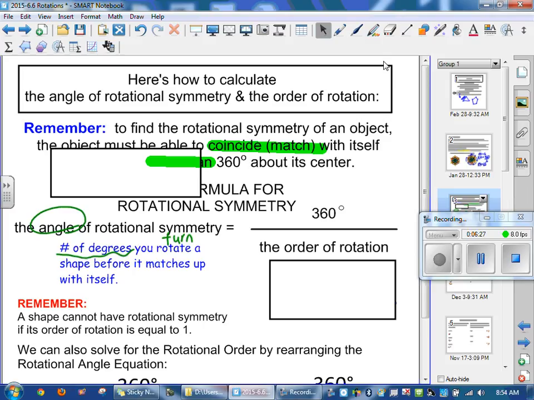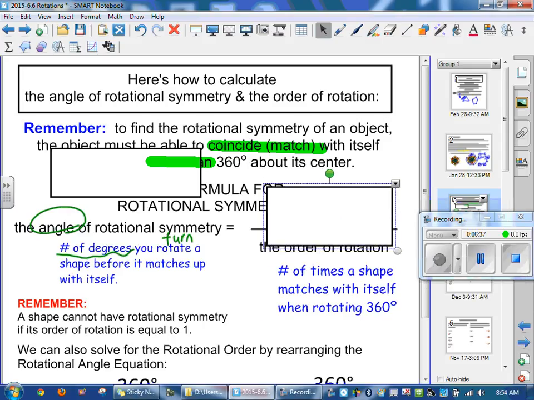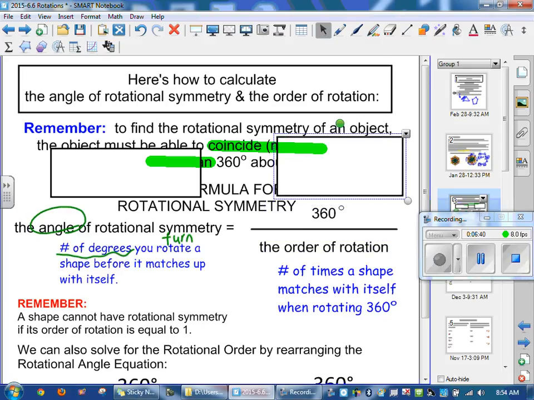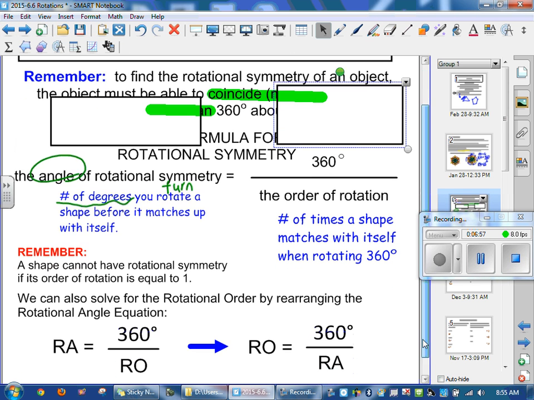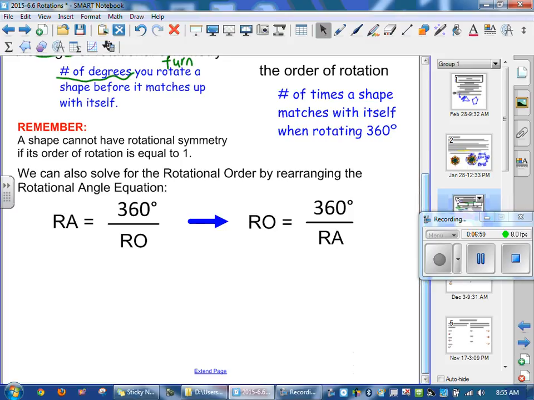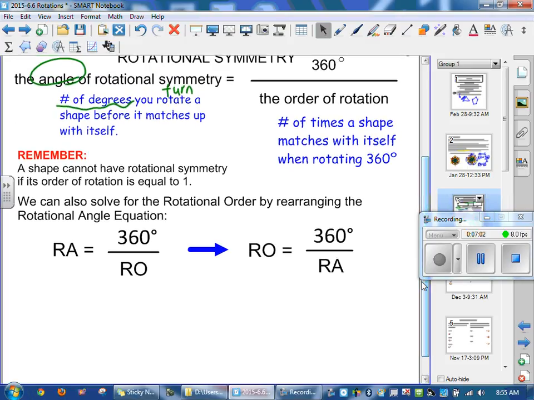So we take 360 and we divide by the order of rotation. That's what we actually do. And the order of rotation means the number of times the shape matches with itself. How many times did it rotate and match with itself, like we did in that other example? How many times did it cover itself? Well, we found it covered itself 6 times. Okay, and that's what that's talking about. I'll move that up for you so you can get a better look at it. I'll give you a minute to write that down.